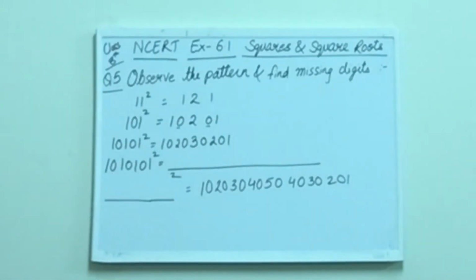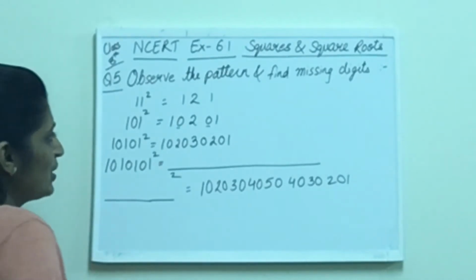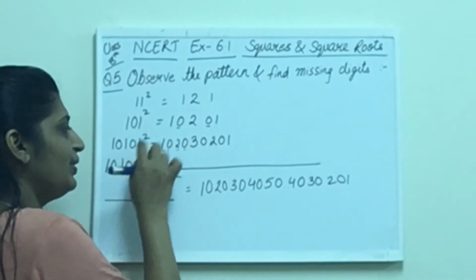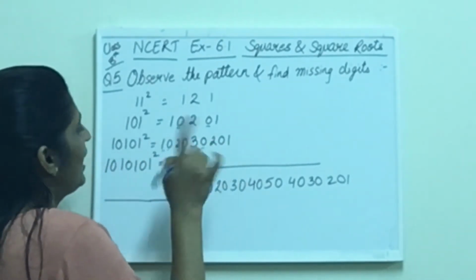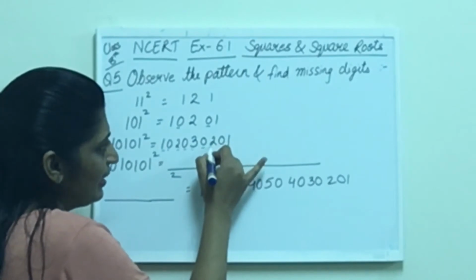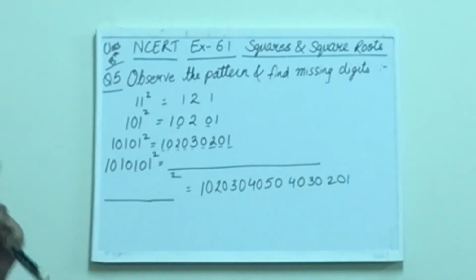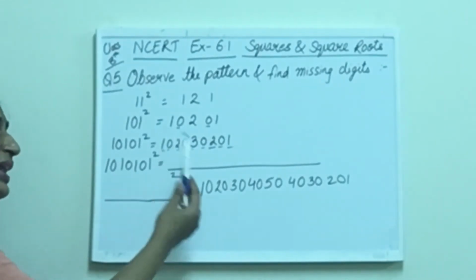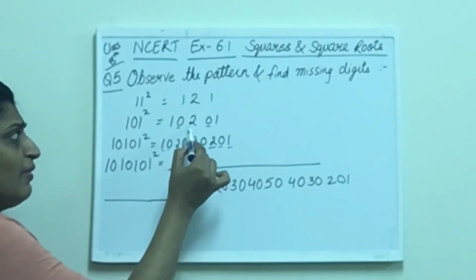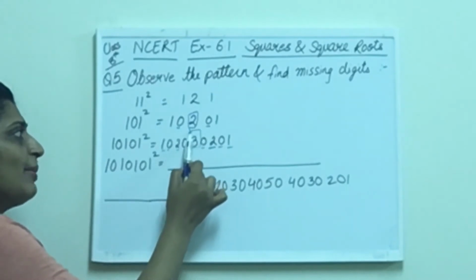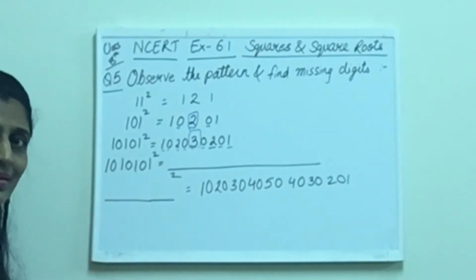Next number is 10101 square. So how does the pattern go? It goes like 1 0 2 0, because there are 3 ones, therefore 3, then again the descending pattern 2 0, and then it ends with 1. I hope you are understanding. I am using my marker to highlight the difference. Why was it 2 here? Because there are only 2 ones. Why does it reach 3 as the maximum? Because there are 3 ones.